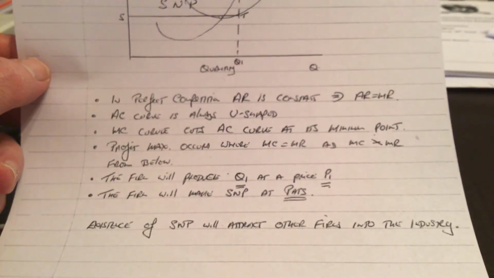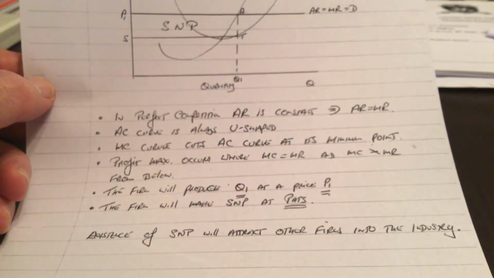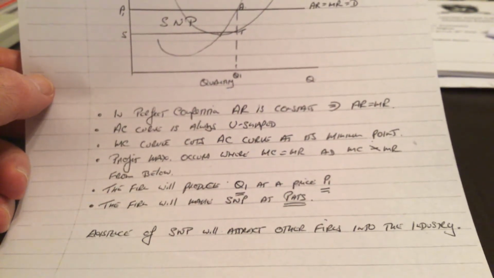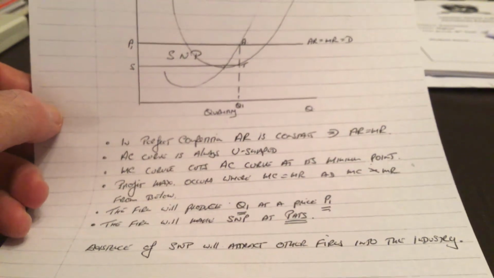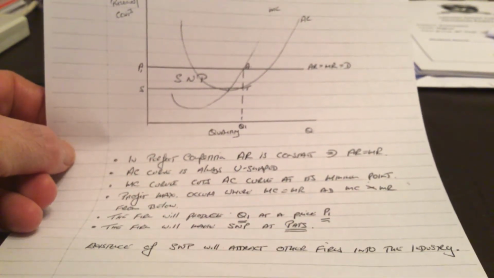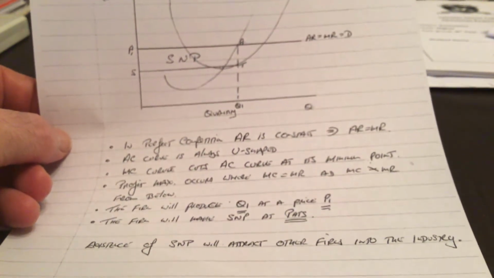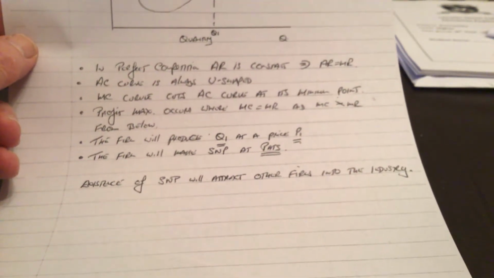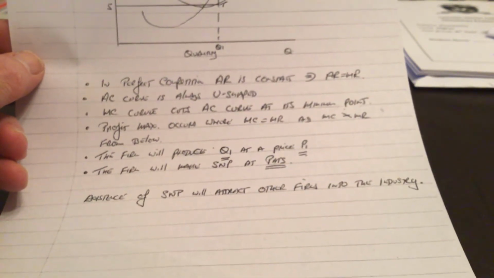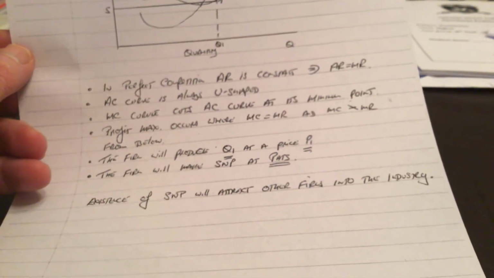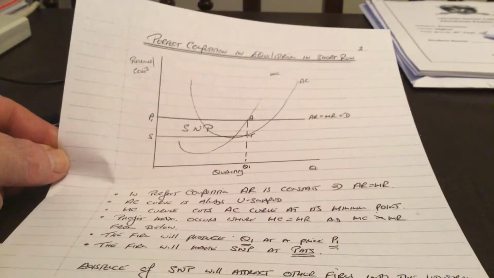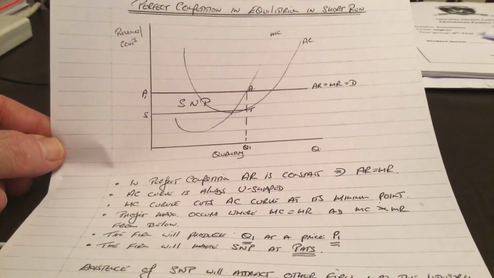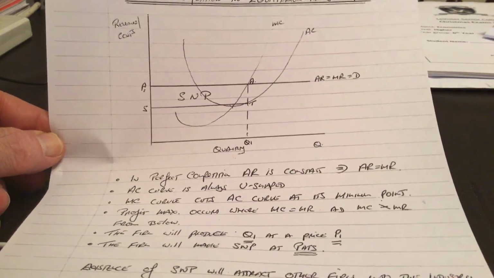The firm will produce at quantity Q1 and at price P1. The firm will make supernormal profits, that's where MC cuts the MR curve from below. The existence of supernormal profits will attract other firms into the industry, and the reason for this is that there are no barriers to entry. So look at the diagram there, and you need to be able to do that. Okay. Next thing then would be what happens when other firms enter the market.